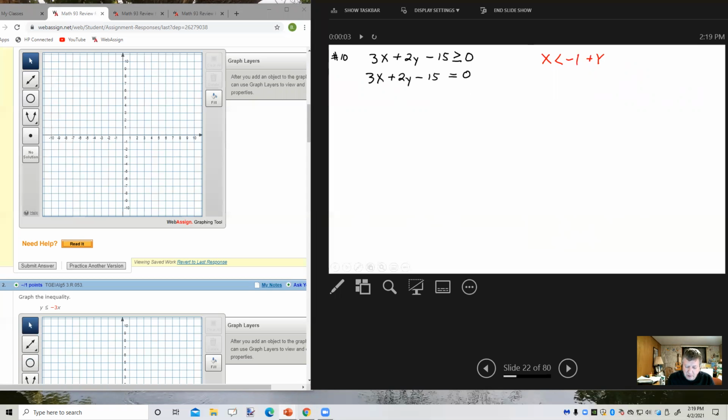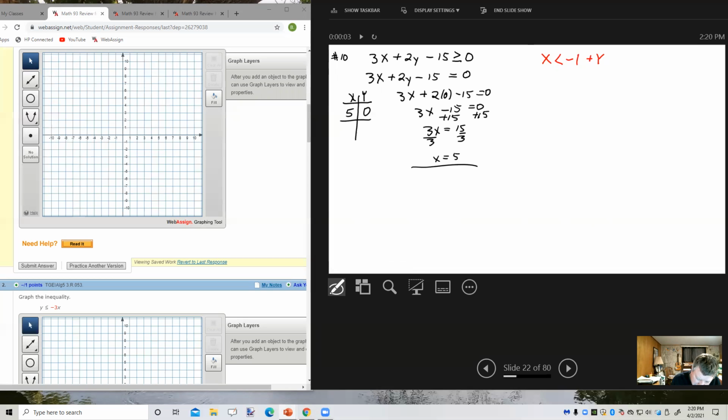Let's find the x-intercept by setting y equal to 0. 3x plus 2 times 0 minus 15 equals 0. 3x minus 15 equals 0. Add 15 to both sides of the equation. 3x equals 15. X equals 5.